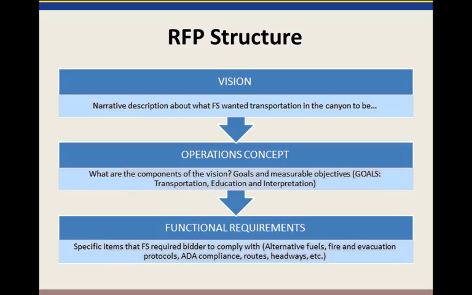And then finally getting into a little bit more detail, functional requirements. And this is where you can actually say the things that you want specifically, like alternative fuels, fire and evacuation protocols, ADA compliance, routes, headway times, things like that, to basically paint as clear a picture as possible for the people bidding on the contract.